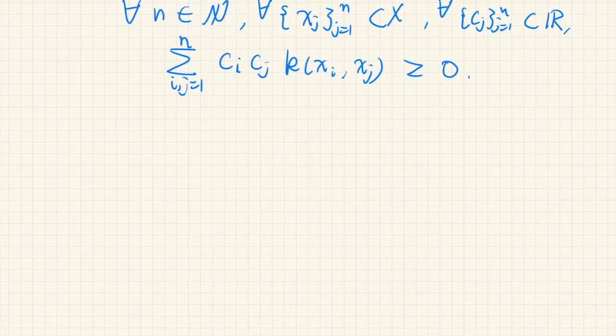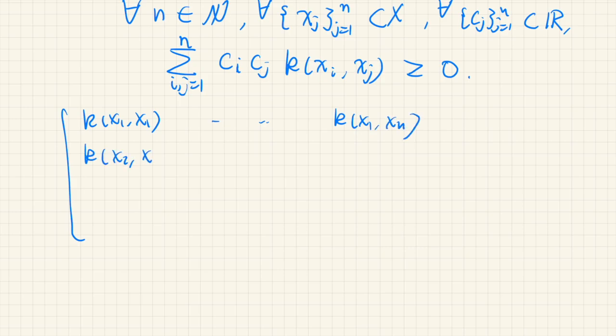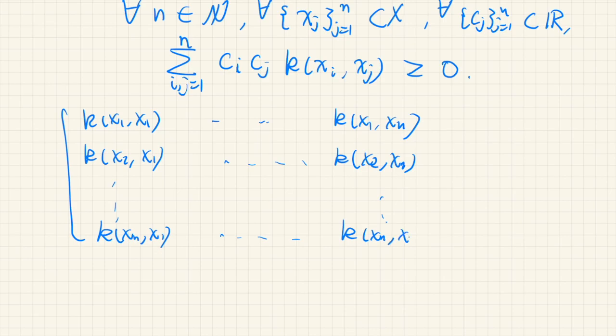That means, if we construct a matrix with entries k(x1, x1), k(x1, xn), k(x2, x1), and so on, up to k(xn, x1), k(xn, xn), this n by n matrix, then if the function k is positive semi-definite, this matrix is also positive semi-definite. So our first example is based on a matrix.